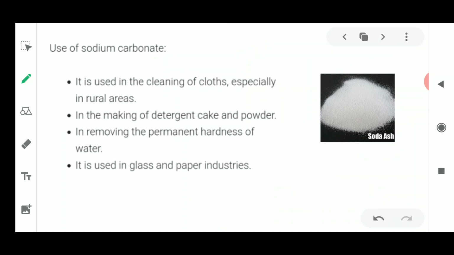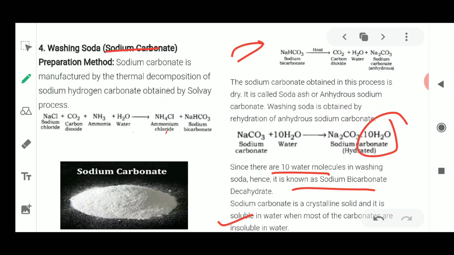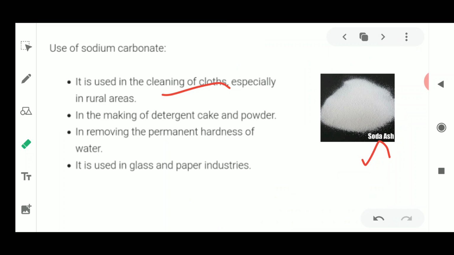Next, what is the use of sodium carbonate? Sodium carbonate is also known as soda ash, as I told you. As the name suggests, it is washing soda, so it is used for washing clothes, especially in rural areas. It is very clear from the name itself. Next, it is used in industries for making detergent cakes and powder.